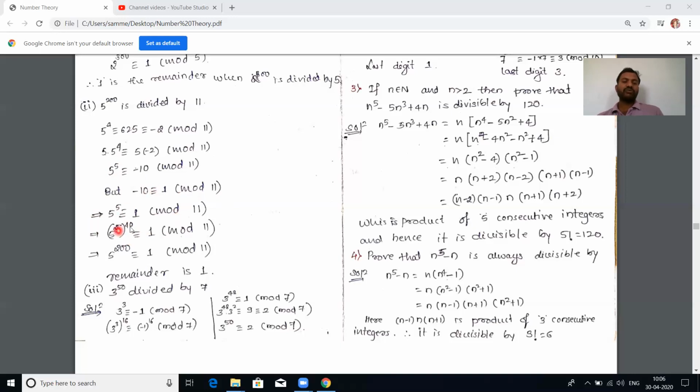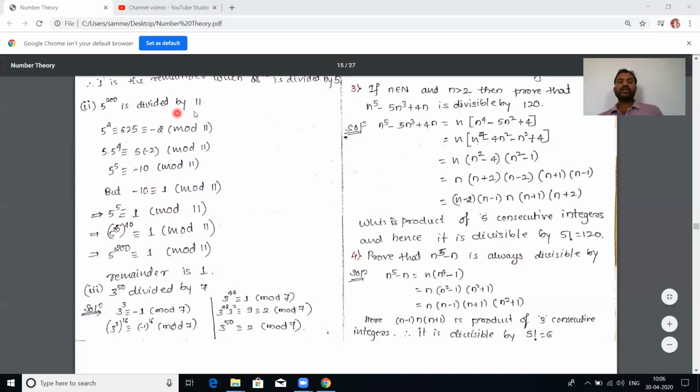So raising power 40 on both sides, because we need 200 here. So power 40: I will raise 5 raised to 5 whole raised to 40, that is 5 raised to 200. Right side 1 raised to 40 is 1 itself. So therefore 5 raised to 200 is congruent to 1 mod 11. So therefore the required remainder is 1. When you divide 5 raised to 200 by 11, we are getting remainder 1.